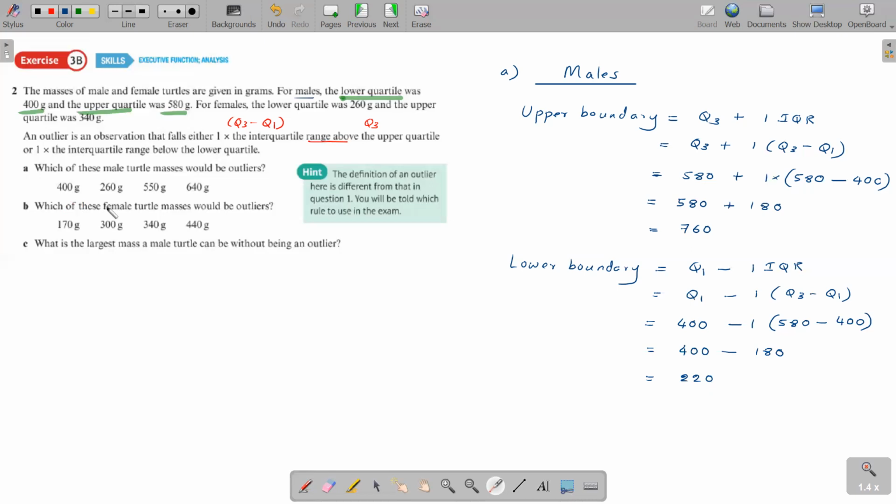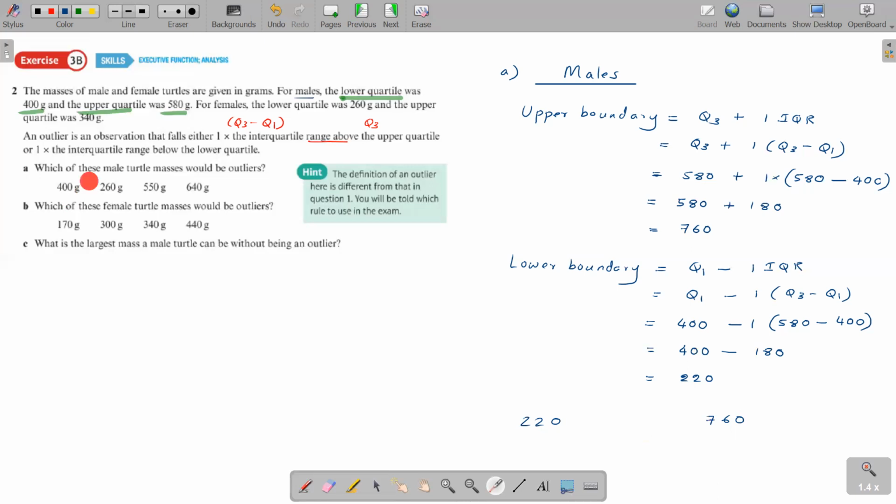So look at the data points. The first data point is 400 grams. What do you think about 400 grams? Is it an outlier or is it between these two data points? Now remember, you have to check whether your lower boundary is 220 and the upper boundary is 760. So anything that is equal to these two values or in between these two values is a part of our data set. Anything bigger than 760 or lower than 220 will be an outlier. So 400 is an outlier or not? No, 400 is not an outlier.